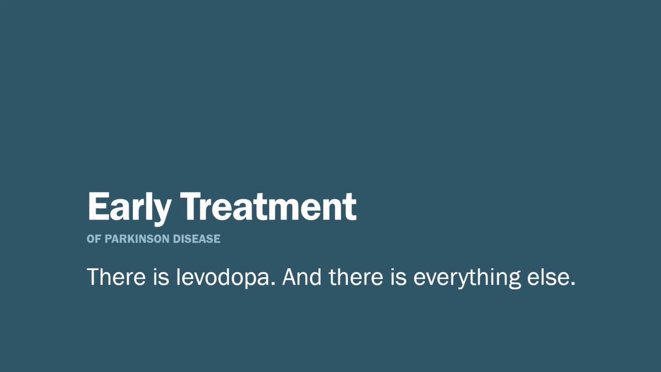Early treatment of Parkinson's disease may be a contested topic, but for most, there's levodopa, and then there's everything else. First, let's get the obvious out of the way. If the symptoms are not bothersome and the patient does not want pharmacological treatment, no drugs need to be prescribed. For the sake of argument, let's say the patient deems the symptoms disabling. What are some of the options?